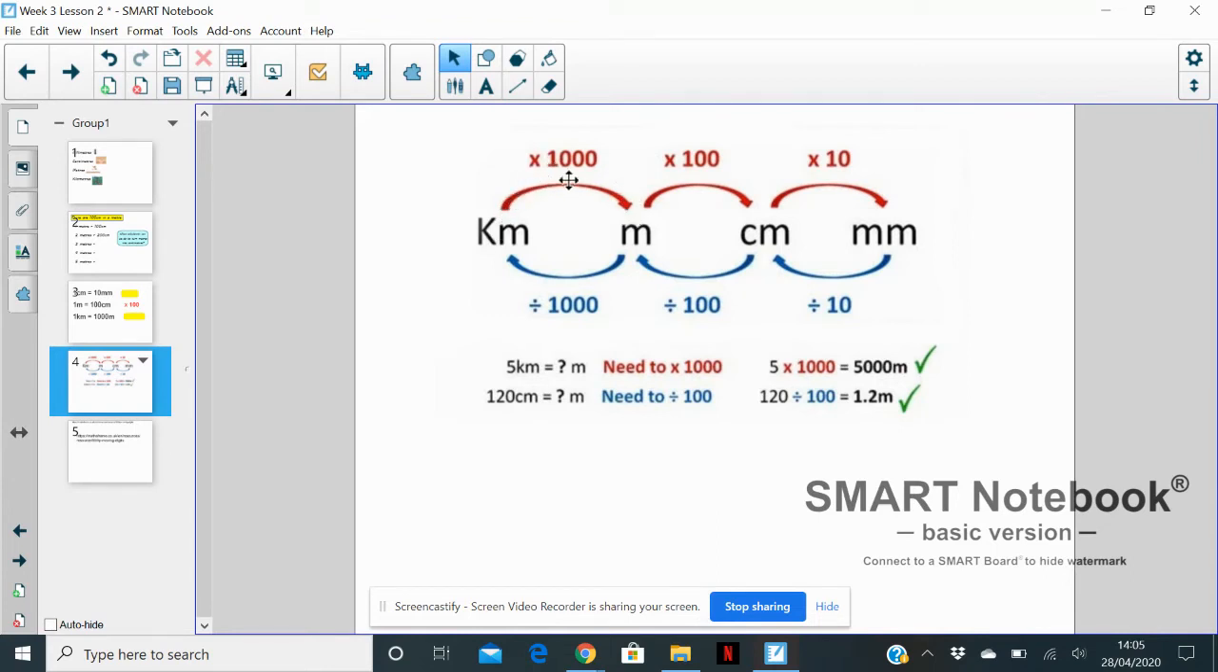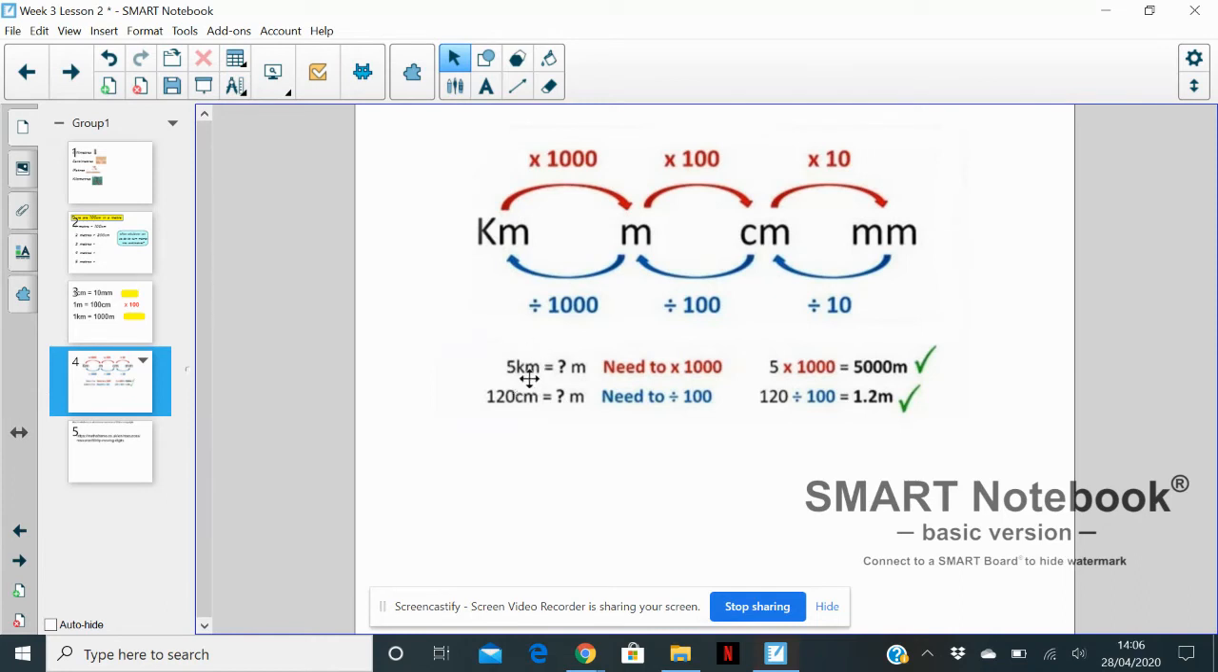So kilometres to metres, we multiply by 1,000. Metres to centimetres, multiply by 100. Centimetres to millimetres, multiply by 10. And if we're doing it the other way around, we use the inverse operation, we divide. So millimetres to centimetres, we divide by 10. Centimetres to metres, we divide by 100. Metres to kilometres, we divide by 1,000.